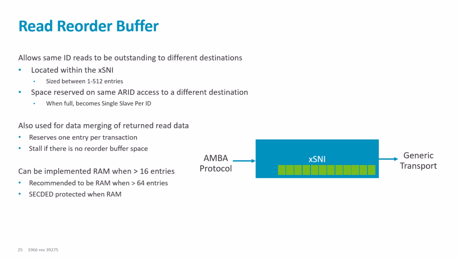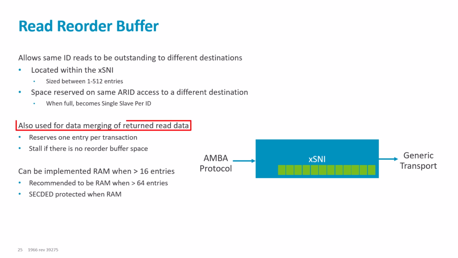When the ASNI encounters a read transaction with the same AR ID as an outstanding transaction to a different destination, it reserves read reorder buffer entries equal to AR length plus 1. This is the burst length. When the read reorder buffer is full, it goes back to single slave per ID.